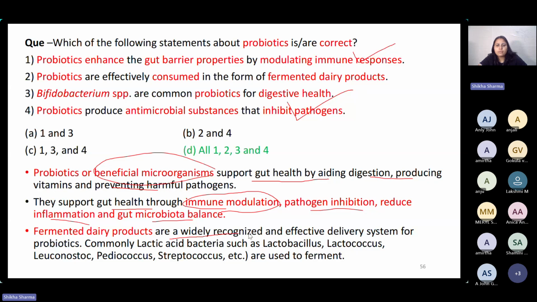Fermented dairy products are a widely recognizable and effective delivery system for probiotics. Dairy products are usually fermented, and probiotics are delivered in them, like the lactic acid bacteria: Lactobacillus, Lactococcus, Leuconostoc, Pediococcus, Streptococcus. They can be used to ferment the dairy products. So dairy products can be used for delivery of probiotics.